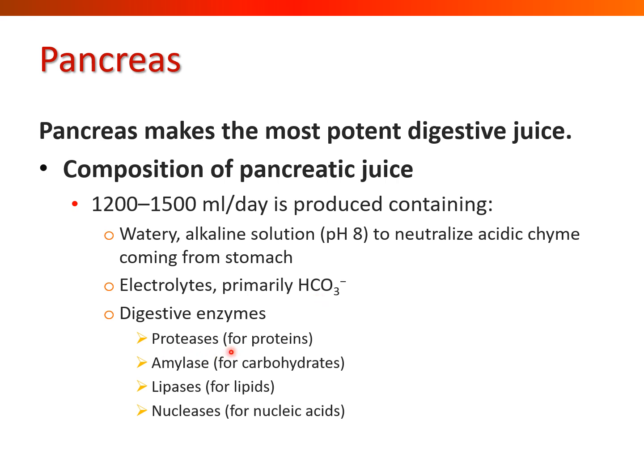So proteases, which are going to break down proteins. Amylase, hey, we had some of that in our saliva, but not a lot. This is where we're getting the big load right here. That's going to digest carbohydrates, lipases for lipids, and nucleases for nucleic acids. So when I say that the pancreatic juice is the most potent, it's because it can digest all 4 of these macromolecules that we're going to find in food.